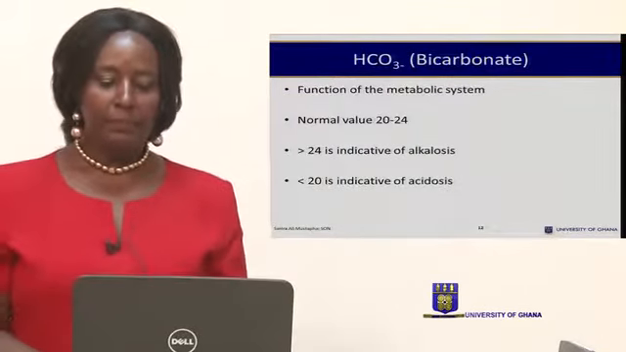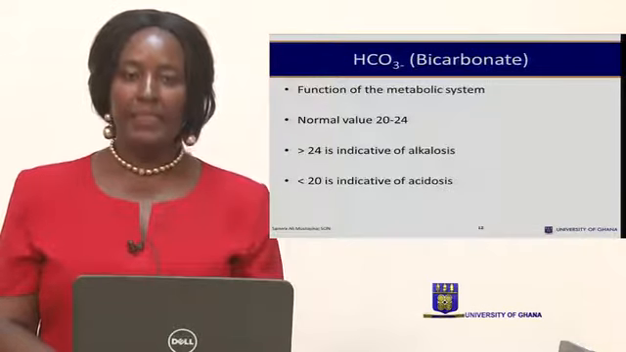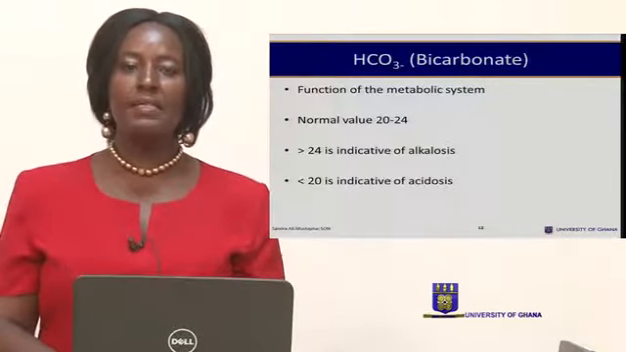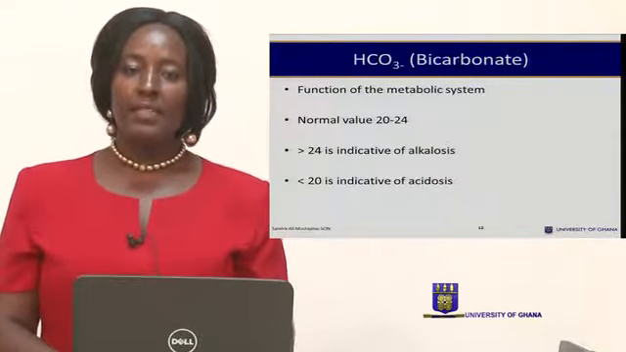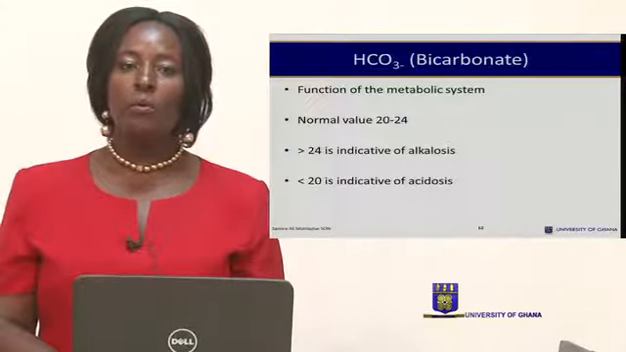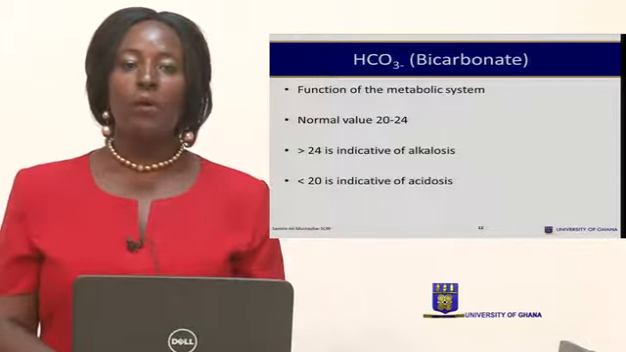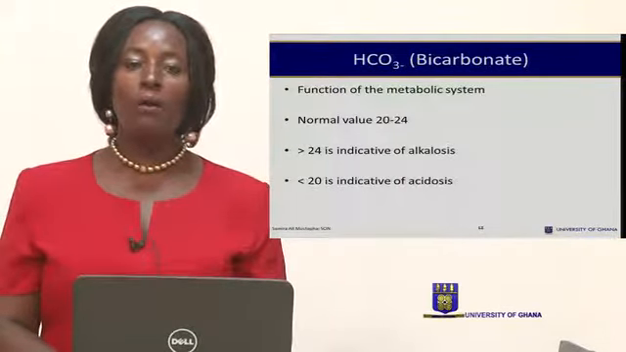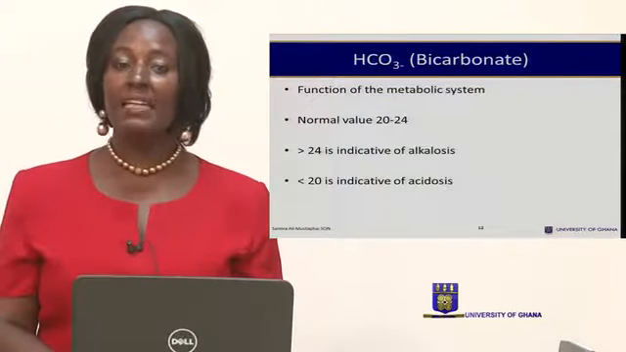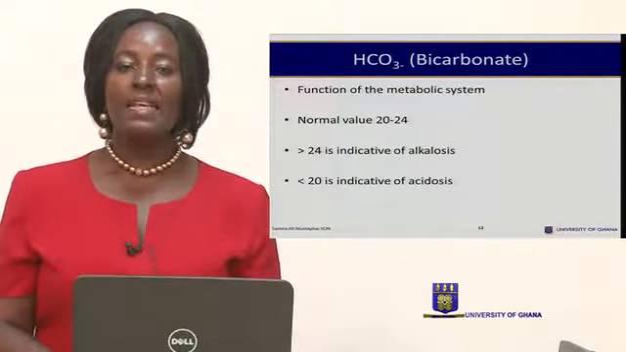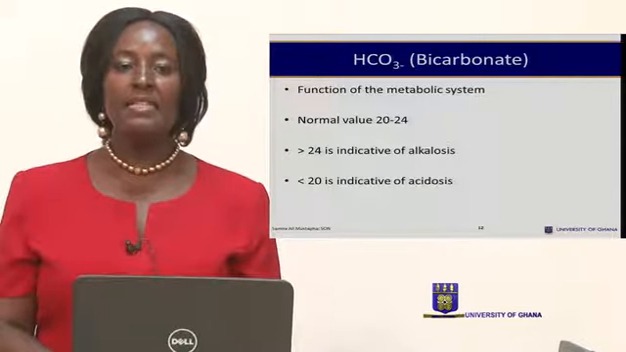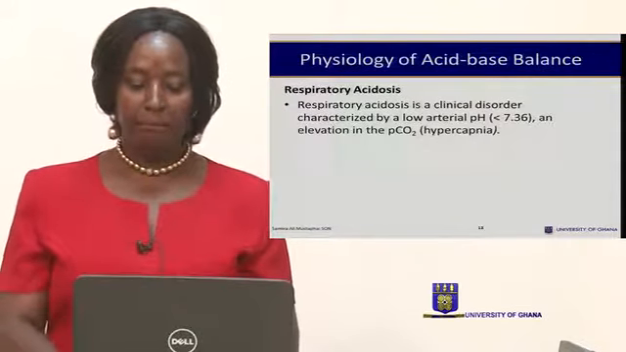Bicarbonate is metabolic in nature, so that has to do with the GIT. So you have normal ranges between 20 to 34. When it is more than 24, it indicates alkalosis. And when it is less than 20, it indicates acidosis.